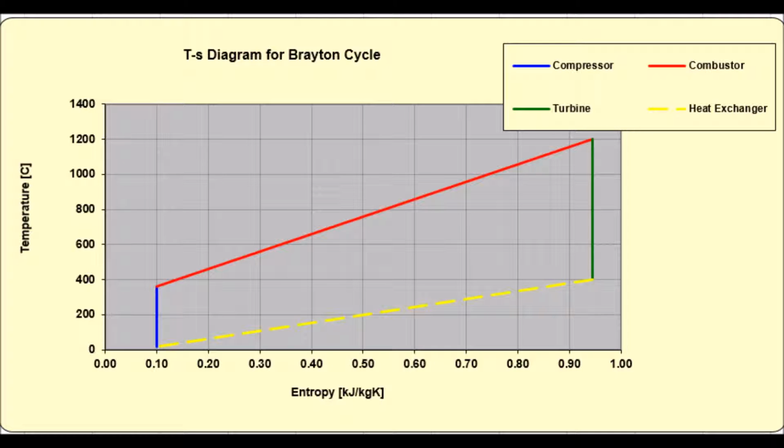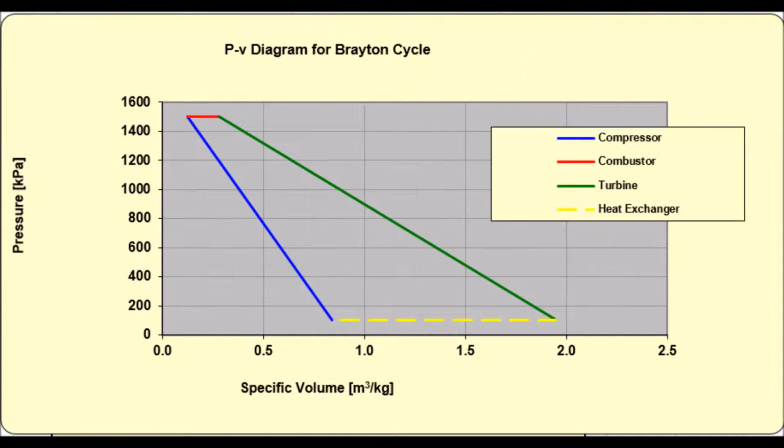As the hot gases expand through the turbine, the temperature decreases. Finally, the excess hot gases are exhausted to the outside, where both the entropy and the temperature decrease. Here we have a specific volume versus pressure graph for the Brayton cycle.